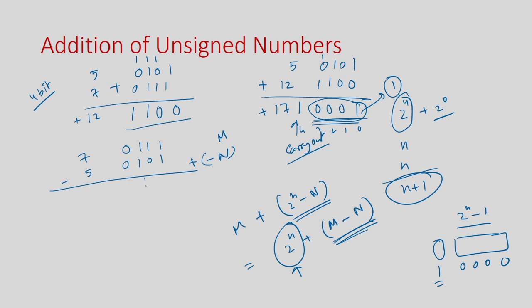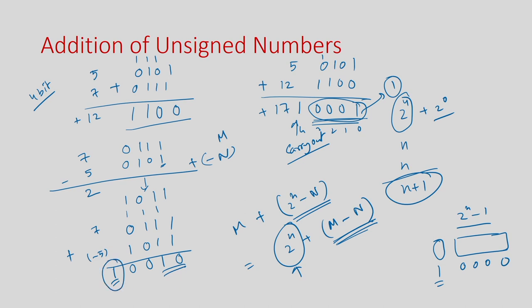Okay, so let me do this. In this case, the 2's complement of this number is 1011, because I just keep the leading one and complement the other bits. So now I want to do addition of this to this. 7 is 0111, and I will add this 1011. This is my minus 5 basically, and this is 7, and then I am doing addition. So 1 1 0 carry 1, and the final carry 1 is my 2 to the power 4. The result is effectively 2, and this is my carry out.